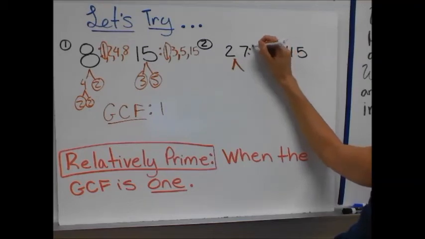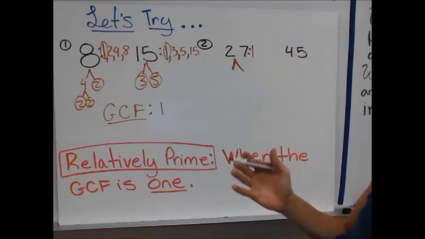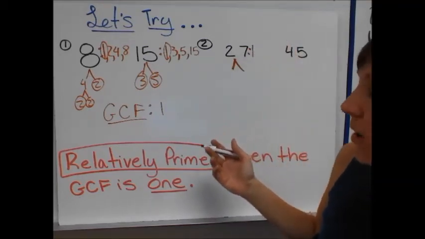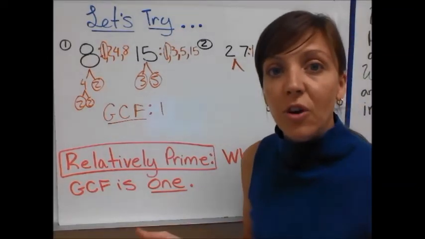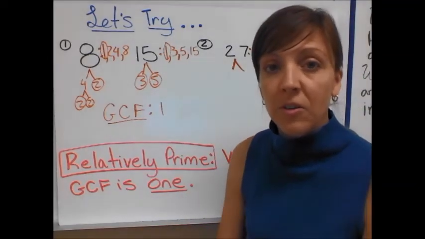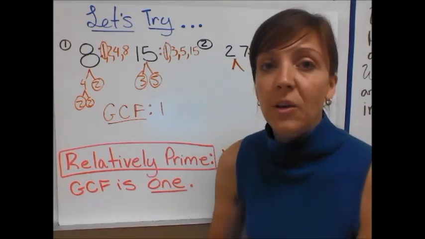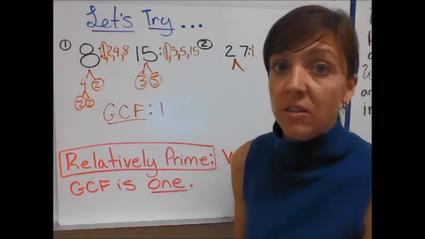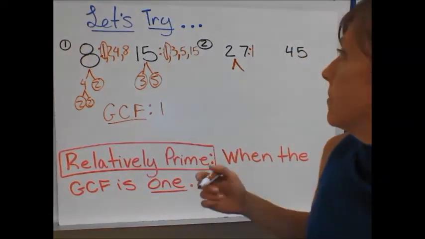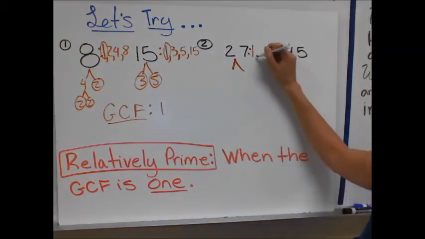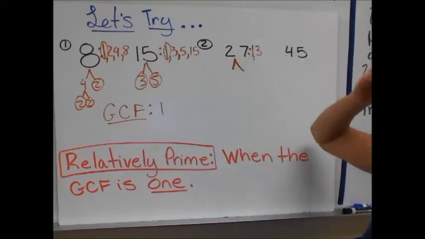Sometimes listing the factors for larger numbers is not the best way to go, just because there are so many factors of a large number, and the larger the number is, the more likely you are to miss some factors as you're trying to list them out. But I know 1 is a factor of 27. I know 3 is a factor because of my divisibility rules.